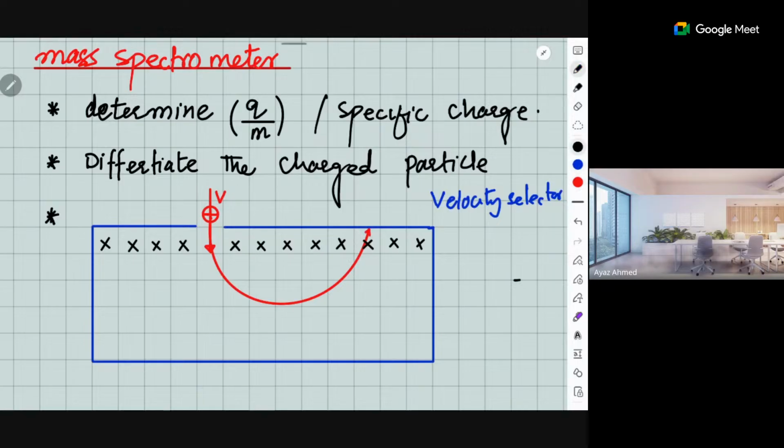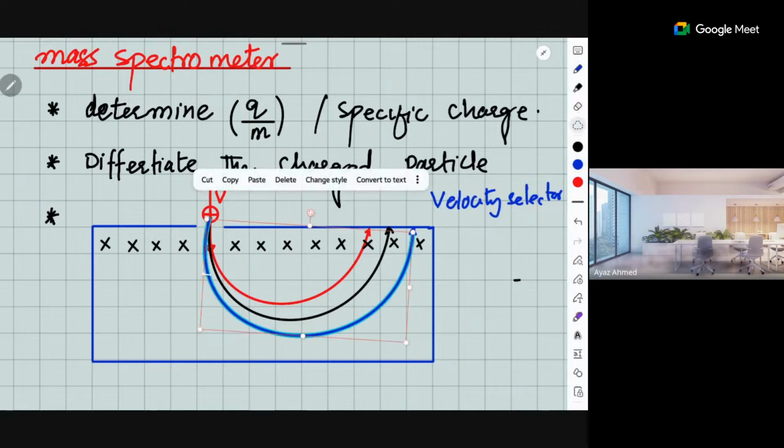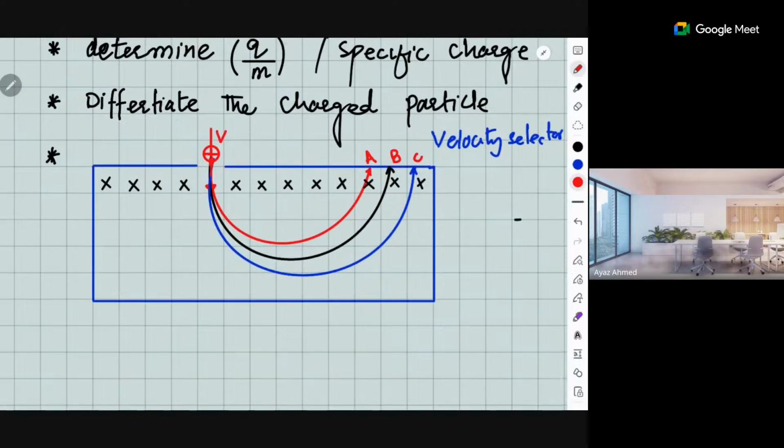At the same time, if I have another charged particle with a different charge to mass ratio, then that charged particle will hit the main chamber at this position, and so on. So all of these particles which are striking here have different deflections, isn't it? Due to their different deflections, we can say this is charged particle A, this is B, this is C. All of these charged particles have different paths or deflections.